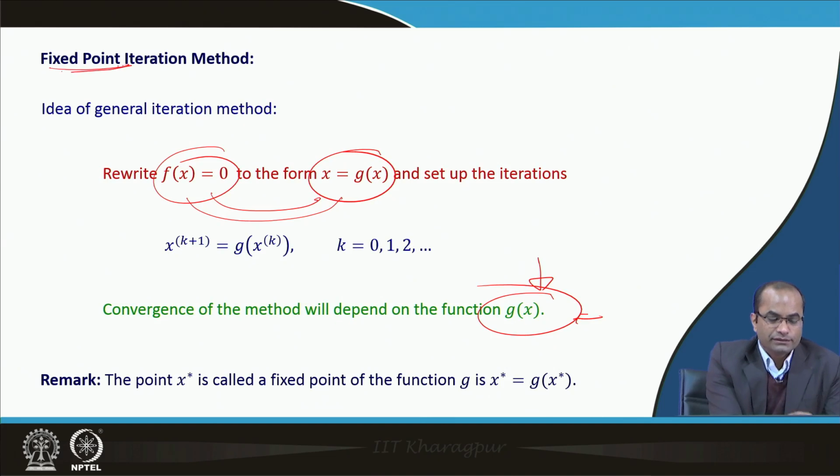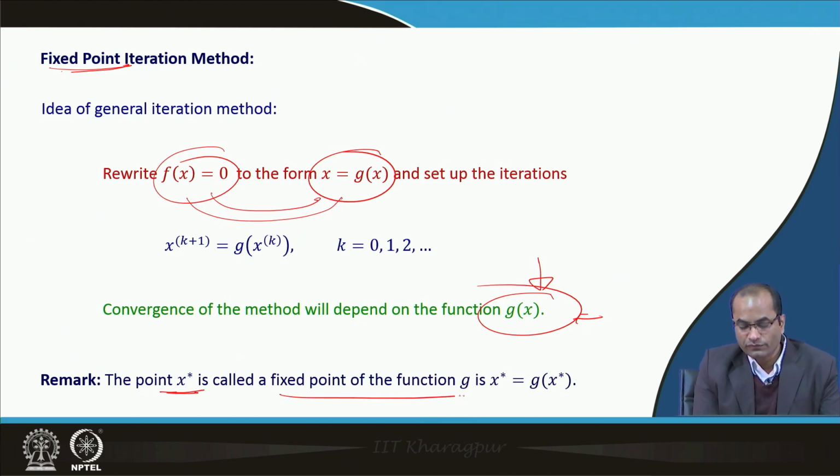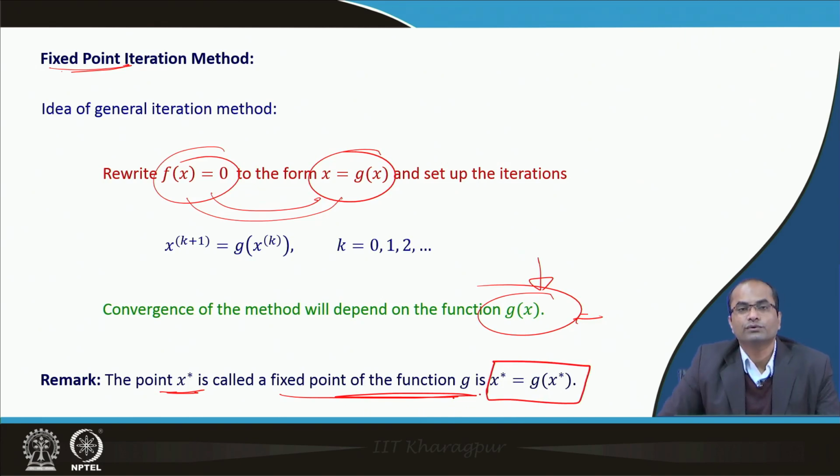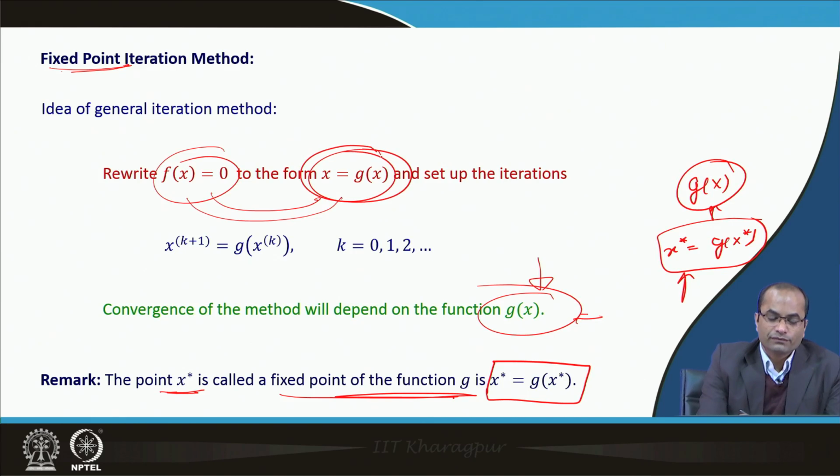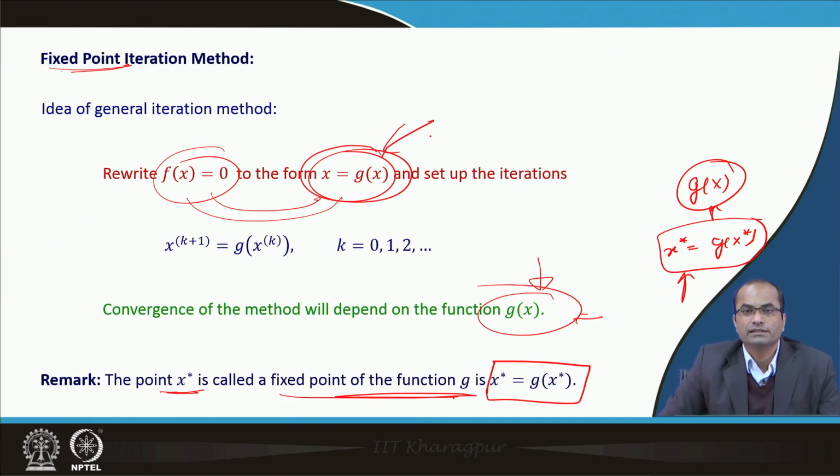Why has the name fixed point come for this method? Because the point x star is called a fixed point of function g if we have x star = g(x star). So, a function g(x) is given, and a point x star is called the fixed point of it if x star is nothing but g(x star). Because we are looking for this fixed point of g(x), we call this the fixed point iteration method.